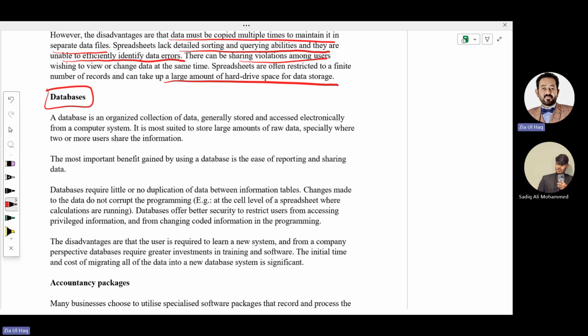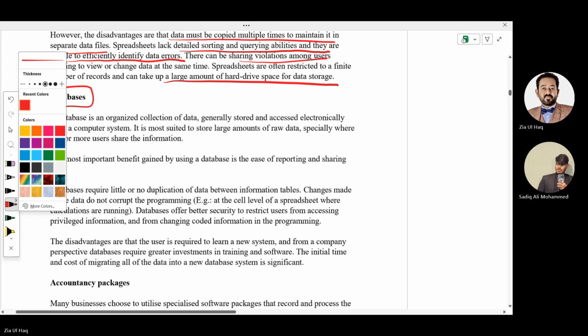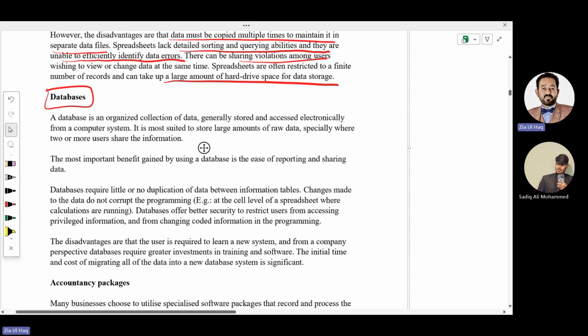So a database is an organized collection of data, generally stored and accessed electronically from a computer system. It is most suited to large amounts of raw data, especially where two or more users share the same information. Like in an organization, if the same data is used by 15 different users, you can store it in one computer and share it with others. They can use data from the database. You don't need to store data in 15 different computers.